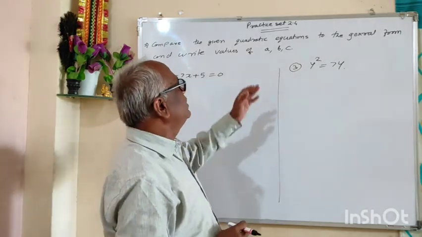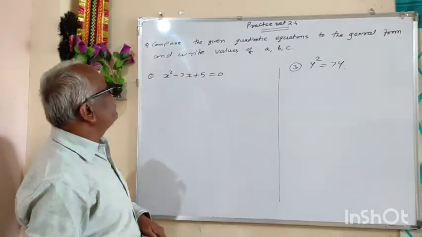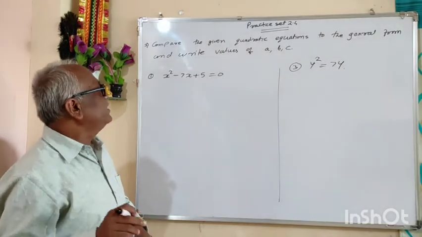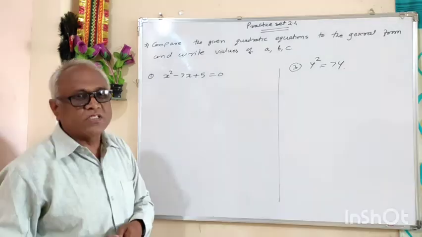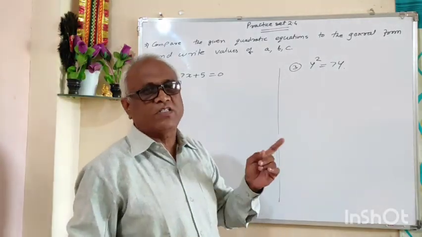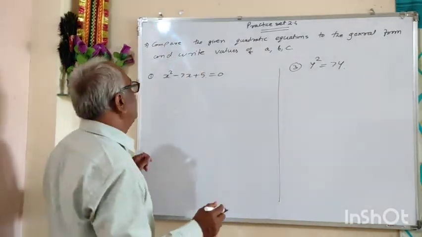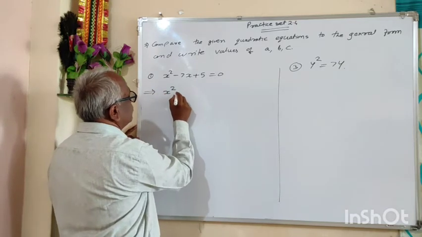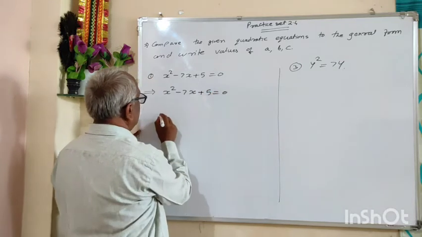Now we are going to see practice set 2.4. From that, question number 1: compare the given quadratic equation to the general form and write the values of a, b, c. Here 3 examples are there. From those 3 examples, the first and third we are solving. The second one is homework for you. Now the question: x square minus 7x plus 5 is equal to 0.